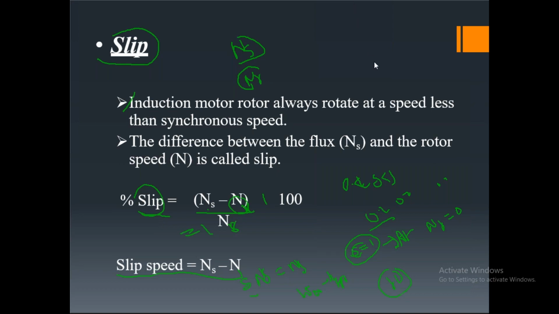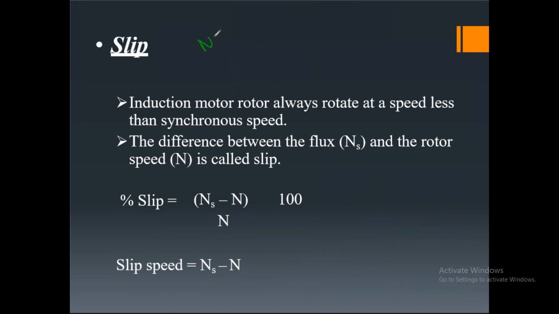So the formulas you should remember initially in this unit: first, the Ns formula, that is 120 f by P. This is the primary formula, and the second one is slip. Slip is equal to Ns minus Nr divided by Ns. If you want to represent it as a percentage, you can multiply both sides by 100. The third is Ns into s equals Ns minus Nr. These are the synchronous speed formula, slip formula and slip speed formula. So these are the three initial formulas we have to remember in this unit.